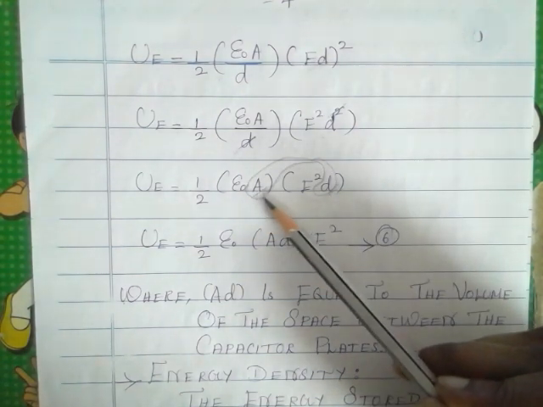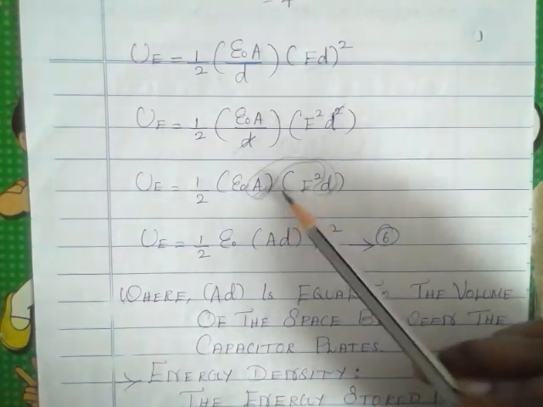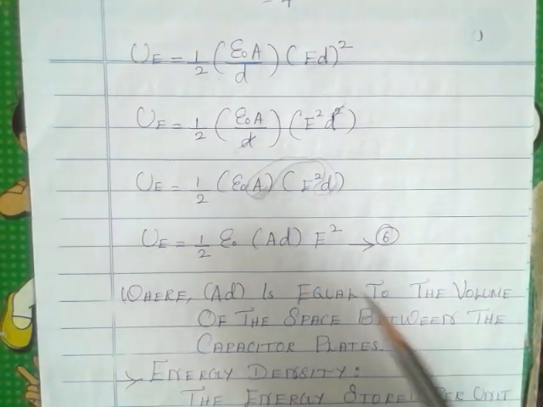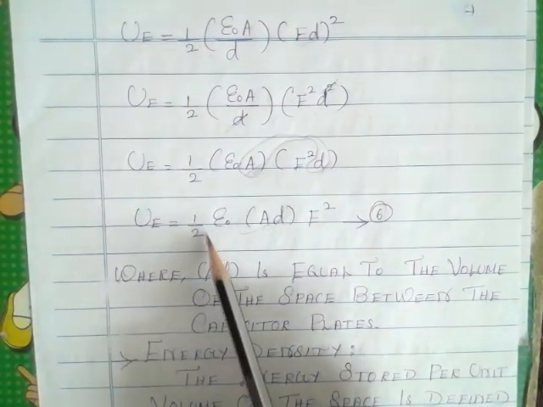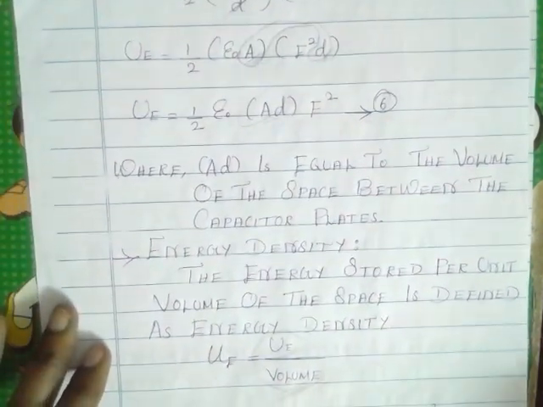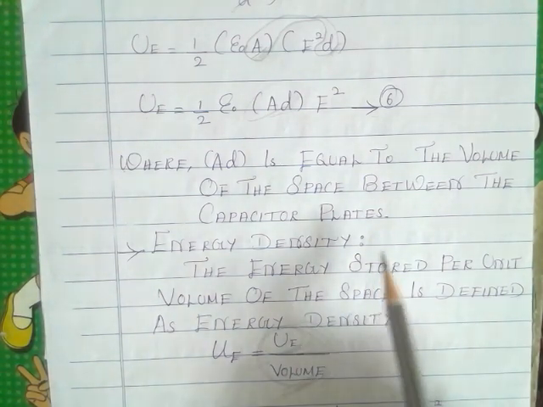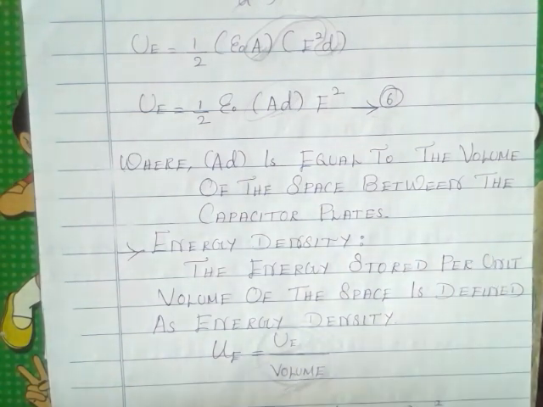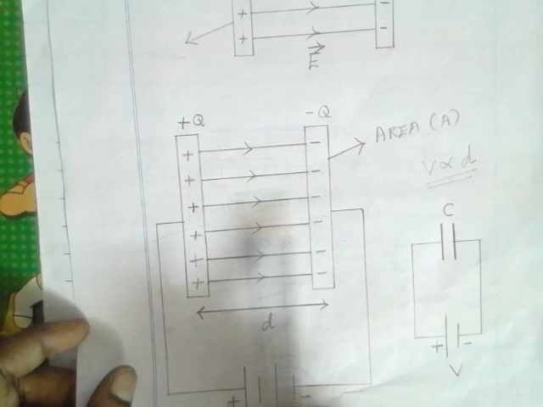Then I will combine this A and D, because area into the distance between the two plates of the capacitor is equivalent to volume. That is why U is equal to 1 by 2 epsilon naught AD into E square. This is equation number 6. Here AD is equal to the volume of the space between the capacitor plates.